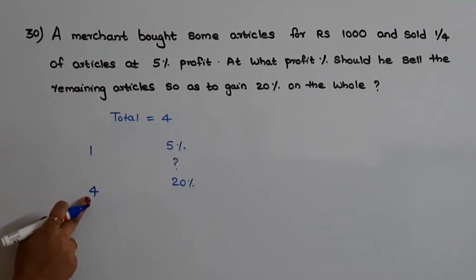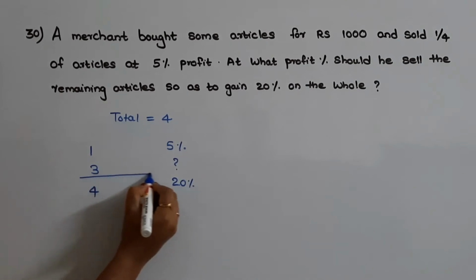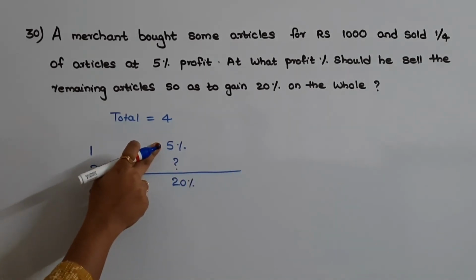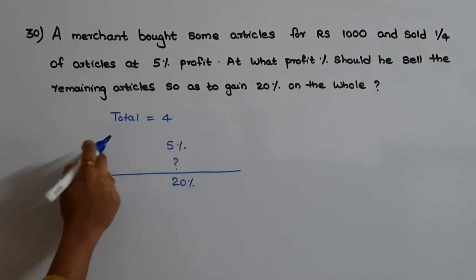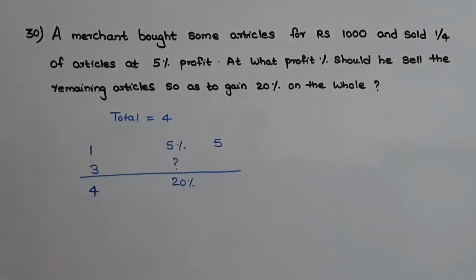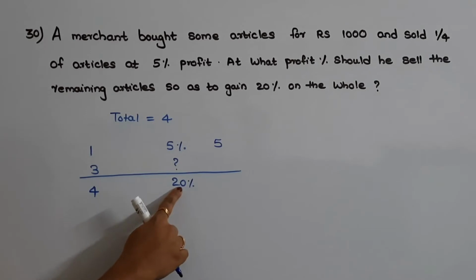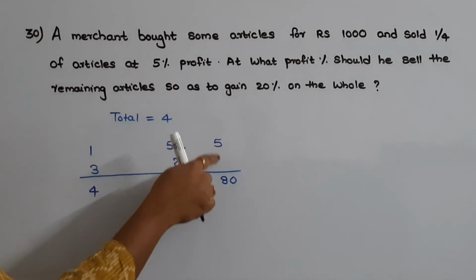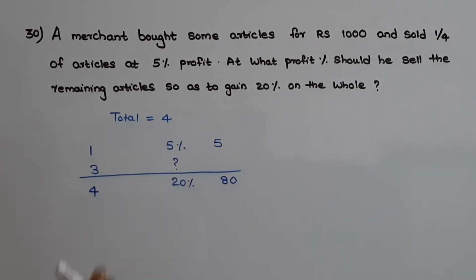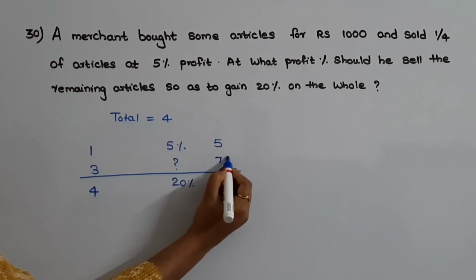If total is 4, the remaining will be 4 minus 1, that is 3. Okay. So the profit percentage in the first case is 5. Then what will be the profit? That will be equal to 5 into 1, that is 5. Okay. So the profit percentage of the total number of articles is 20. Then what will be the profit? That will be equal to 20 into 4, that is 80. Okay. So the difference of these two is the total profit. So this will be equal to 80 minus 5, that is 75.